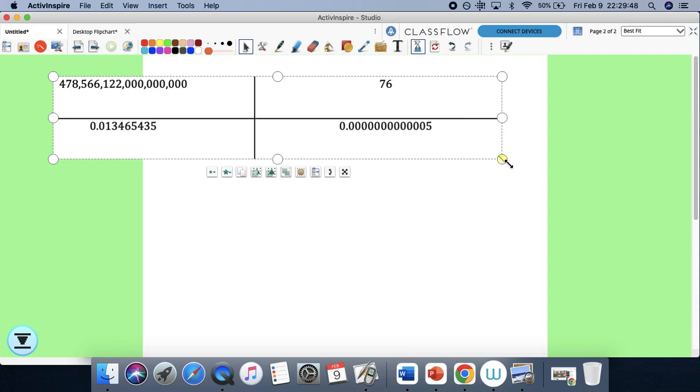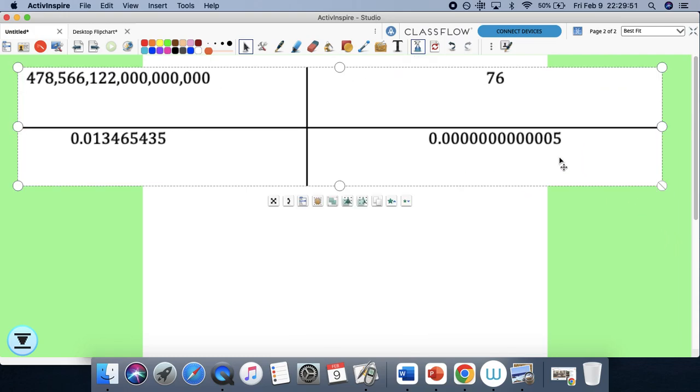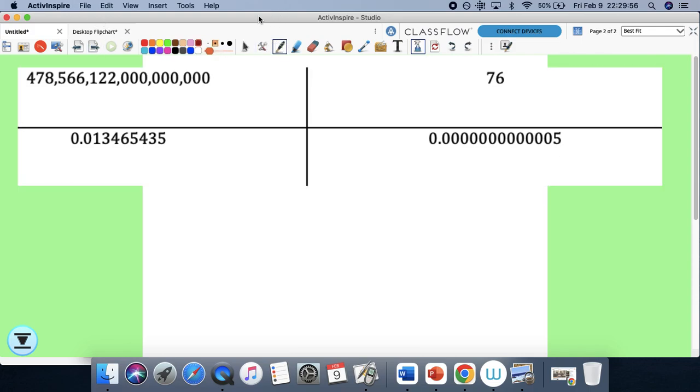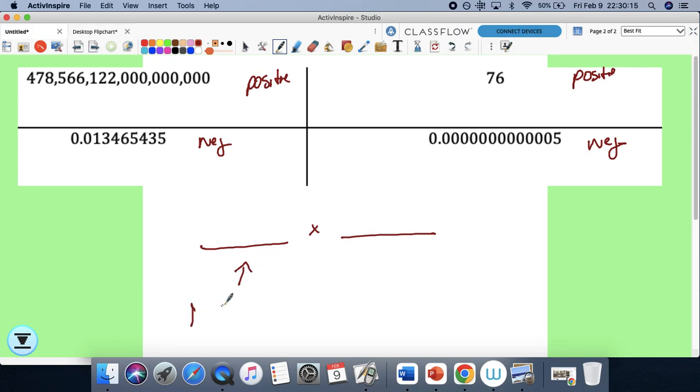All right, so for the first two, you should automatically know that this is going to have a positive exponent, and this is also going to have a positive exponent. This is going to be a negative exponent, and this a negative exponent. Remember, scientific notation is written as a product of two factors, where this first factor is a number that is equal to or greater than 1 but less than 10. And this factor here is always a power of 10, 10 to the something power.